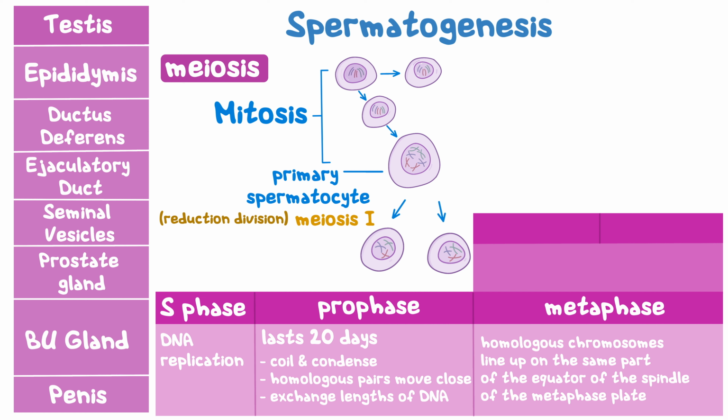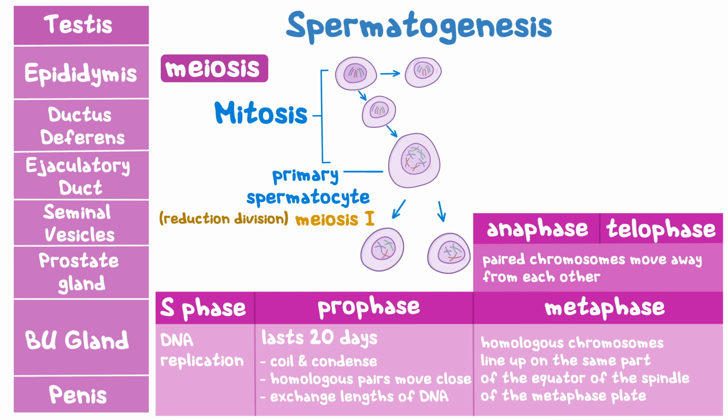This contrasts with mitosis, where each chromosome attaches to a different part of the equator of the spindle. At this stage, the chromosomes are at their most condensed and densely stained and are readily identified in histological sections. The paired chromosomes then move away from each other in anaphase and telophase. The result of this reduction division is the production of two secondary spermatocytes, each with only half the original number of chromosomes. That is 23 in humans.